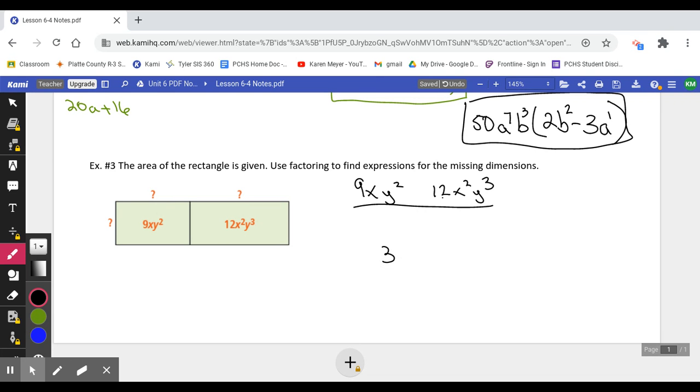Does each one have an x? Yes. So go with the lowest exponent, which would be x to the 1st, or just x. Does each one have a y? Yes. Go with the lowest exponent for y, which is y to the 2nd. Okay, now let's tell me what we have left.